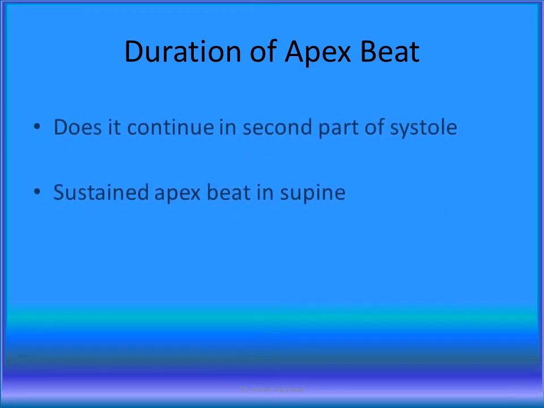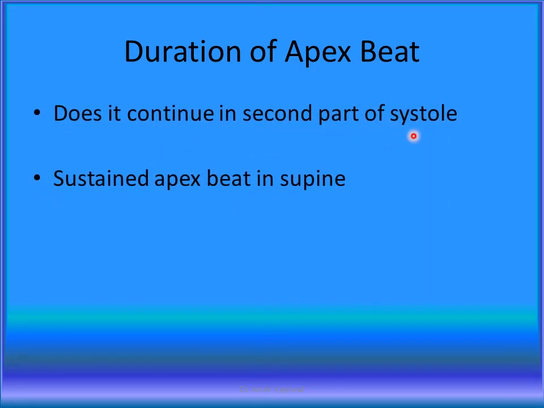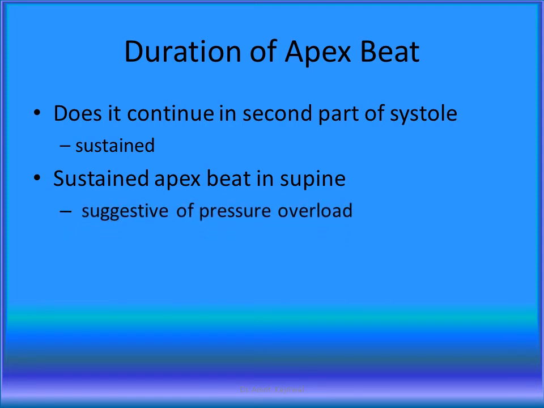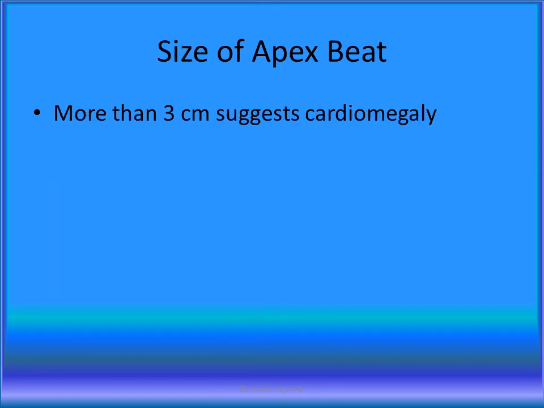Duration of the apex beat. Does it continue in the second part of systole, or in supine position also can you feel a sustained apex beat? If it continues in the second part of systole, it is called sustained. And in the supine position, if you can feel a sustained apex beat, then it's suggestive of pressure overload, commonly seen in aortic stenosis and hypertension. Size of apex beat more than 3 cm suggests cardiomegaly.